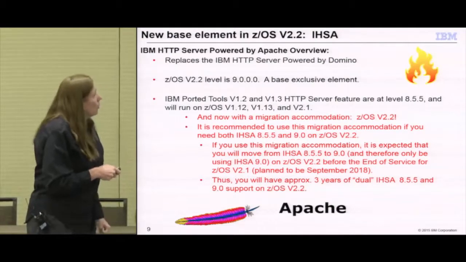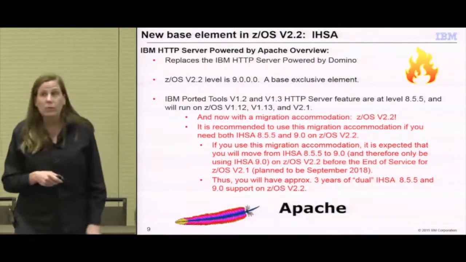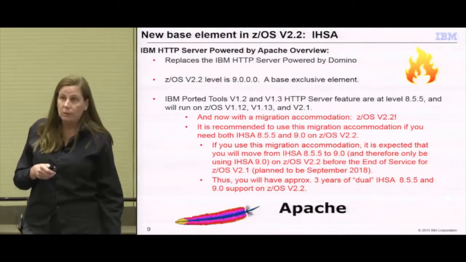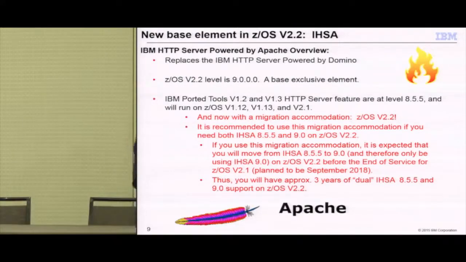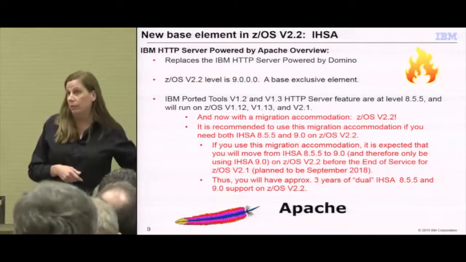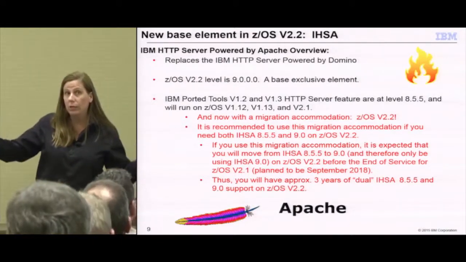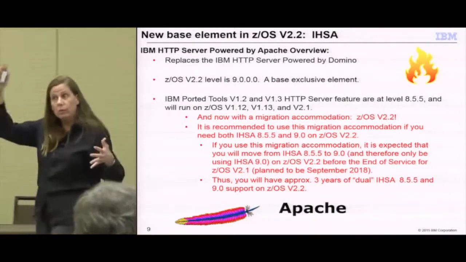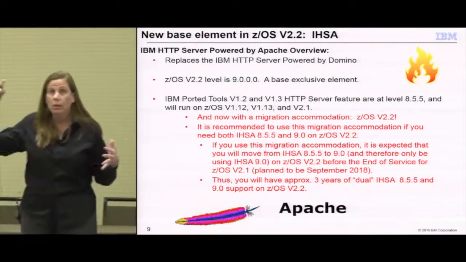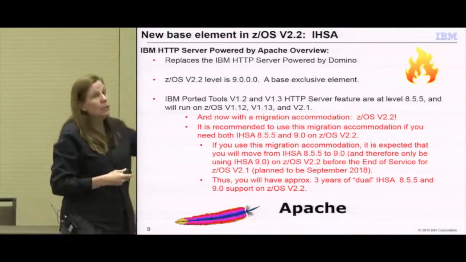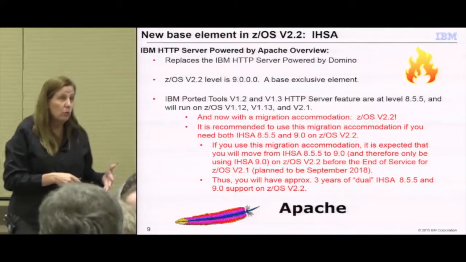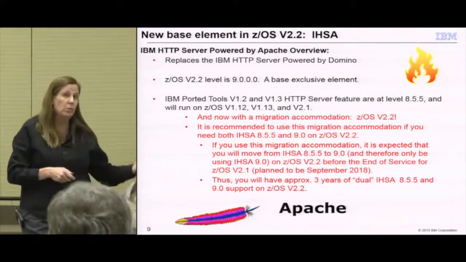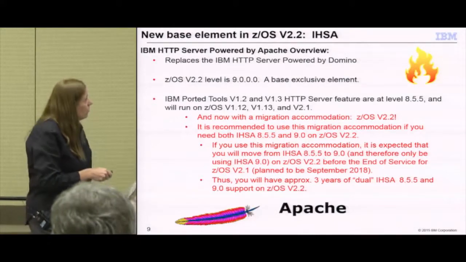Now, IBM Ported Tools has the IBM HTTP Server powered by Apache, the IHSA level, but its level is the 855 level. Remember, when you come into 2.2, we're going to have the 9.0 level, which is a higher level. So what can you do? You can get the Ported Tools level that's at 855, and you can do a lot of the migration work today to get from Domino to Apache 855.